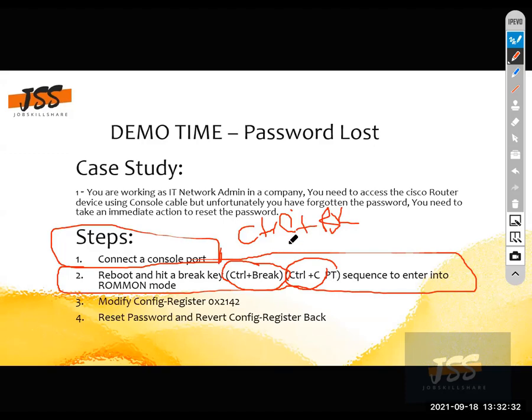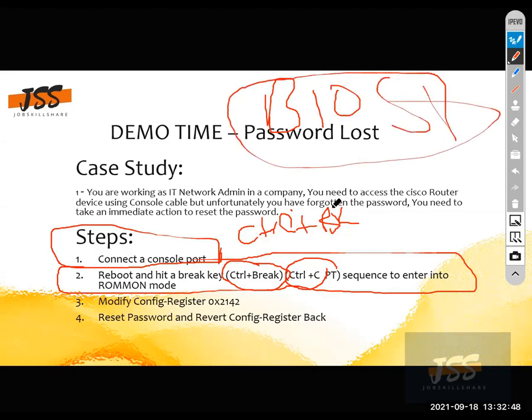Just like, have you ever installed Windows 7 or Windows 8 on your computer? I did it virtually. How do you enter into BIOS? Usually they have a key like F2. Yes, F10 key. So this is the same concept. You have to hit Control break or Control C from the keyboard to enter into which mode? Safe mode, which is ROM mode.